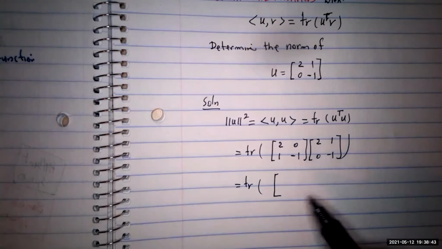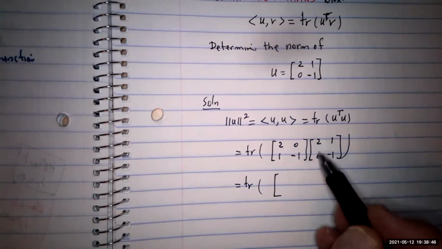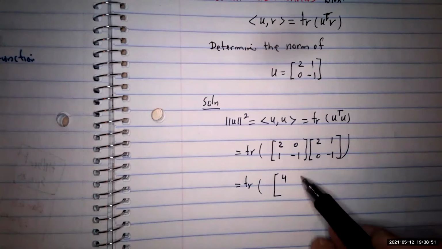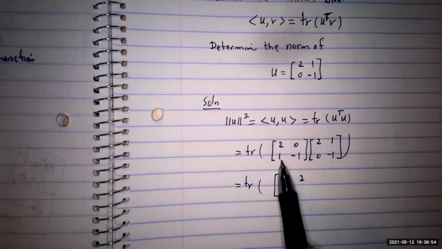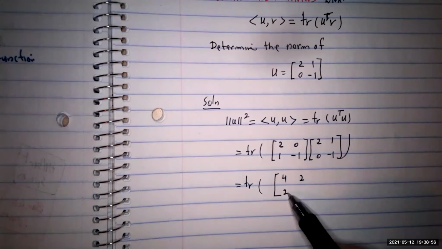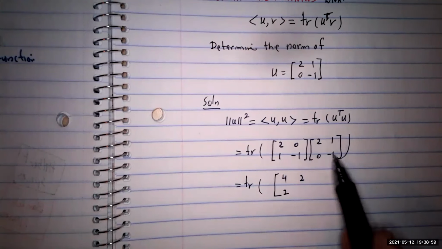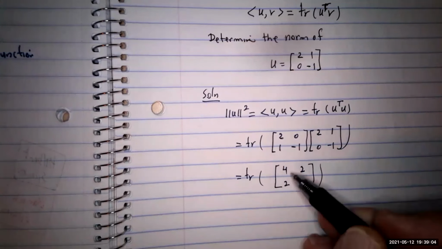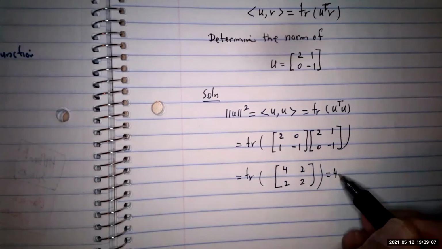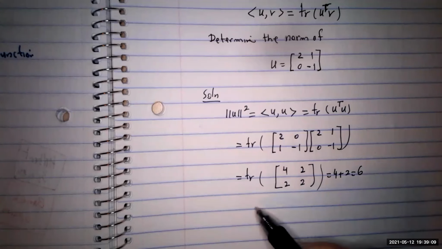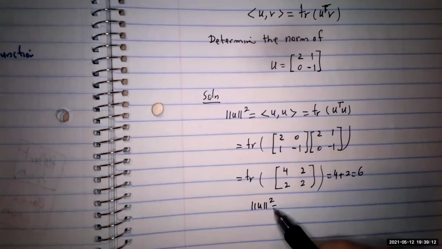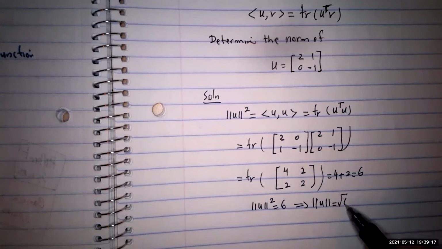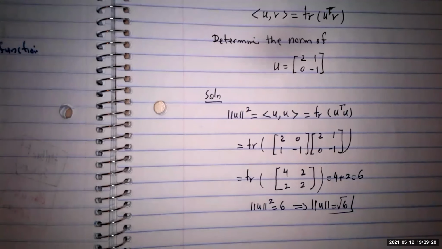So this is it. Multiply row by column, and that gives you 4. A row by column gives you 2. And over here, the row by column gives us 2, and this is going to be 1 and 1, 2. So the trace is the sum of the main diagonal, 4 plus 2, which is 6. So the norm of U squared is equal to 6, so we pick the norm of U to be radical 6. That gives you something easy to think about.